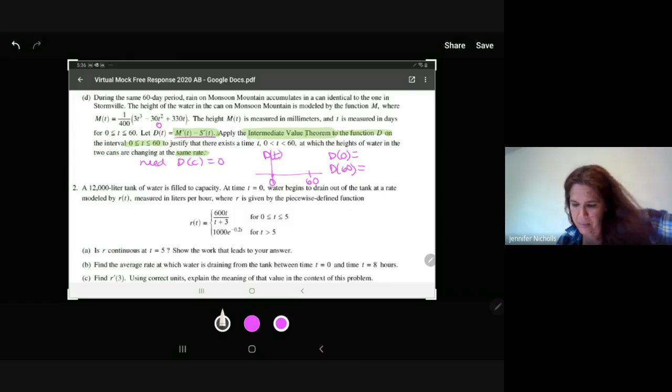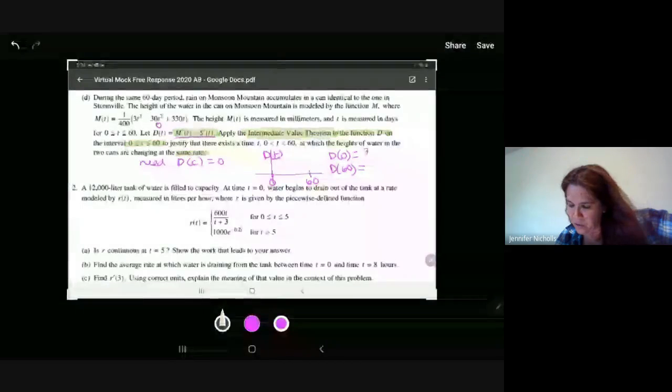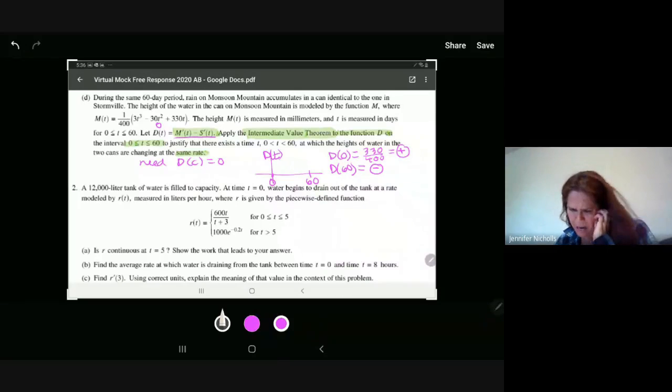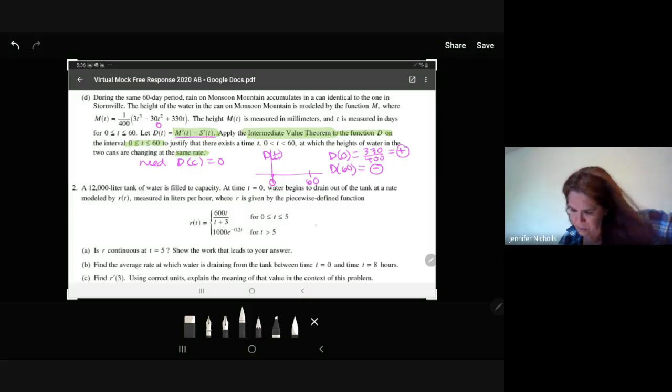And this is a calculator question, so you could use nDerive to find those derivatives. I believe this derivative is 330 over 400. And then I don't know what the derivative at 60 would be, but this is a positive number. So I'm going to assume that this is a negative number if I took the derivative of those. Oh, it also has me subtracting S prime of t. Oh, so I don't really know. I would have to actually do this question.